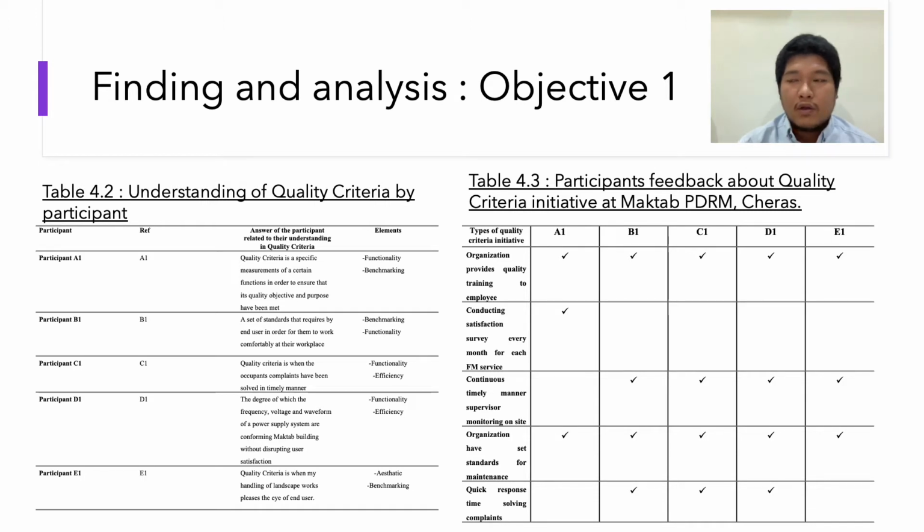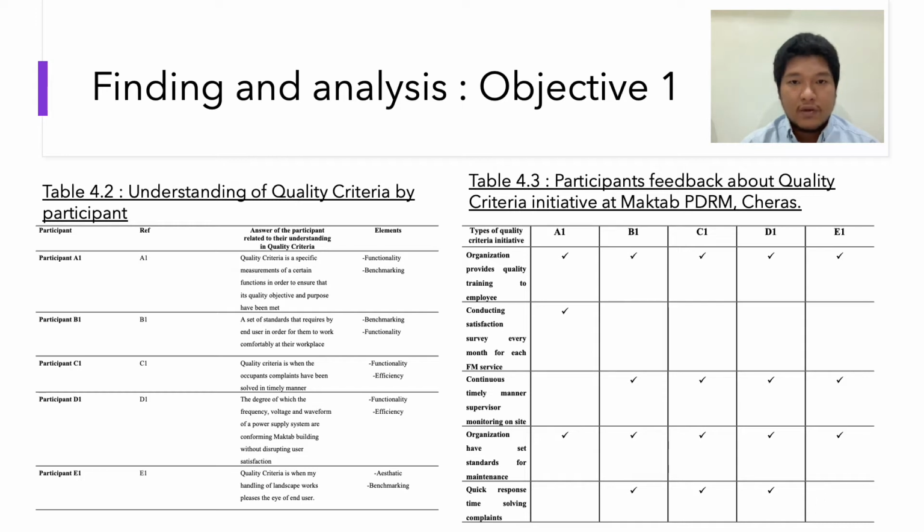So during the interview session, there are a few questions that I asked online. The first one is regarding their understanding of quality criteria, meaning to say, what did they understand about quality criteria? So most of participants have state the answer as shown in the slide. Okay, and there are many elements that are emphasized by all participants, which is quality criteria for them is all about functionality and benchmarking, and they have some efficiency as well. So from their answer, they totally understand what is quality criteria, and they give their answer.